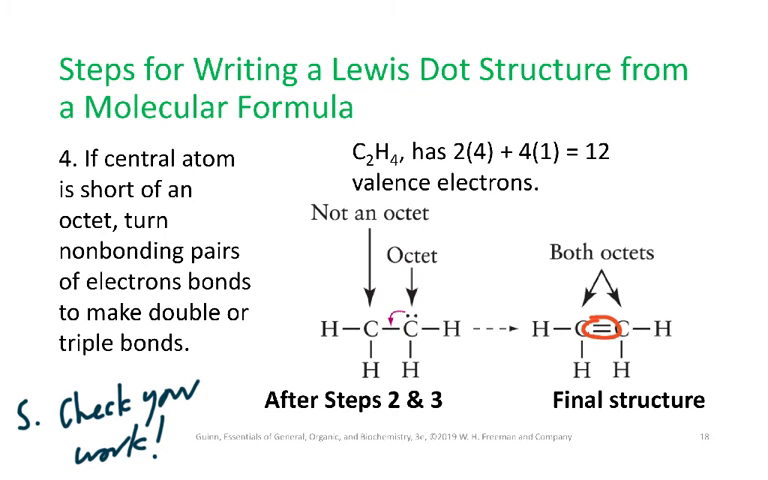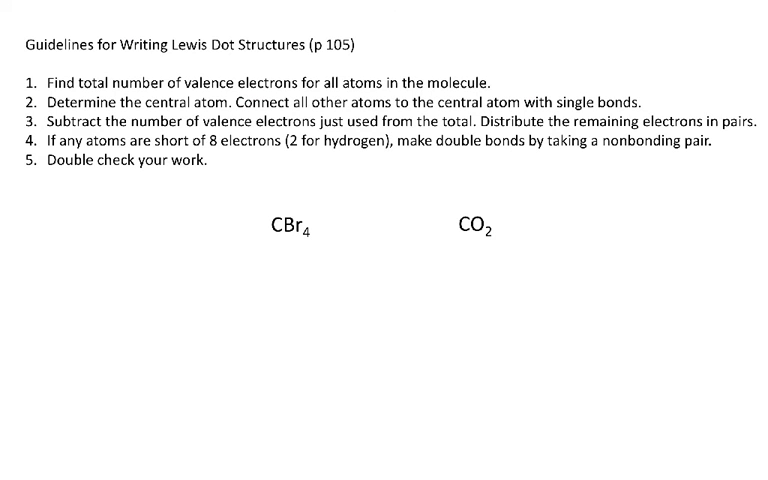All right, let's try a couple of our own here. So I wrote the guidelines at the top, right? Number 1, find the total number of valence electrons for all the atoms in the molecule. Determine the central atom and connect all other atoms to the central atom with single bonds. Subtract the number of valence electrons just used from the total and distribute the remaining electrons in pairs. If any atoms are short of 8 electrons, or 2 for hydrogen, make double bonds by taking a non-bonding pair, and then double check your work.